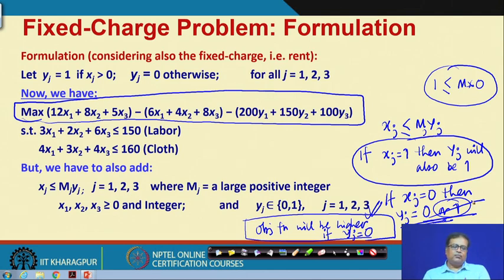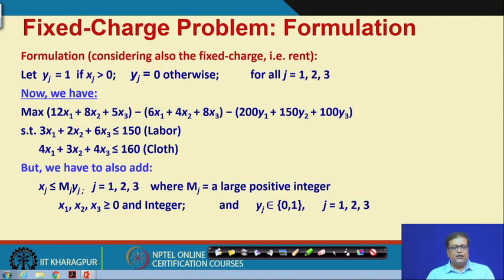So, both are accomplished, one by the condition that we have taken and the other by the nature of the objective function. Is it all right? So, that is how we model what is known as the fixed charge problem.